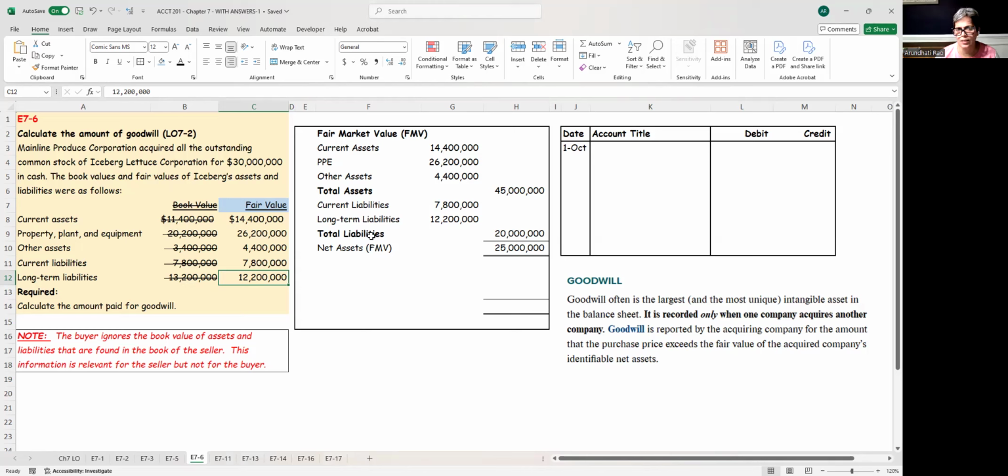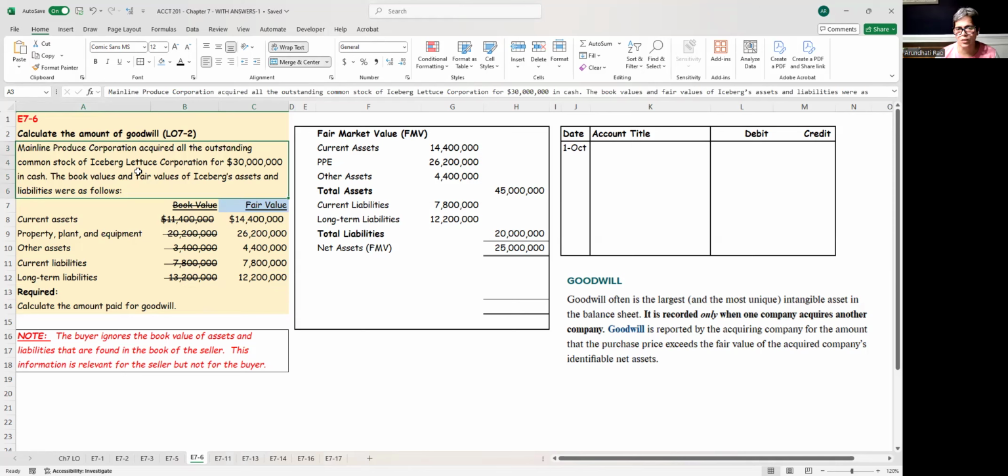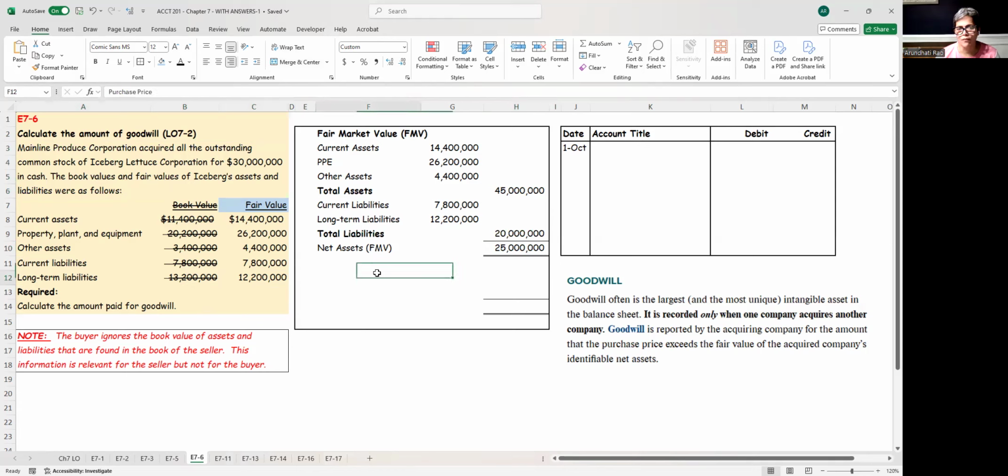Now I have my total assets, total liabilities, and I've calculated the net assets. How much did I pay for this company? I paid $30 million. Their net assets were worth $25 million. So my purchase price, as compared to the fair value of the net assets, I paid $5 million extra. That extra that I paid, that is goodwill. This $5 million is in the books of the company that made the purchase, Mainline Produce Corporation.